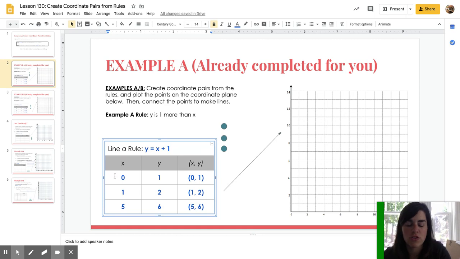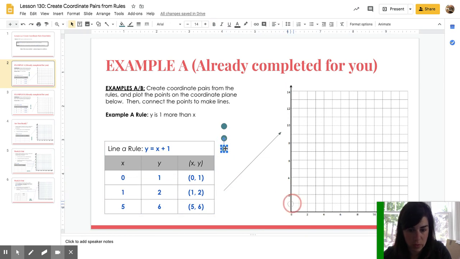So then you can choose any number for what you put in the chart. So I'm going to just start with 0 because that's the easiest one. So if X is 0, Y is always going to be 1 more than that. Y is going to be 1. So I'm putting it down here. X is 0, Y is 1. Then if X is 1, then Y is going to be 2.